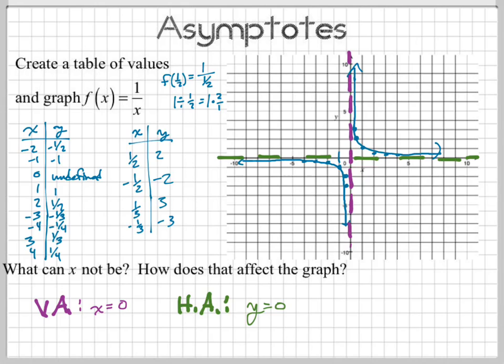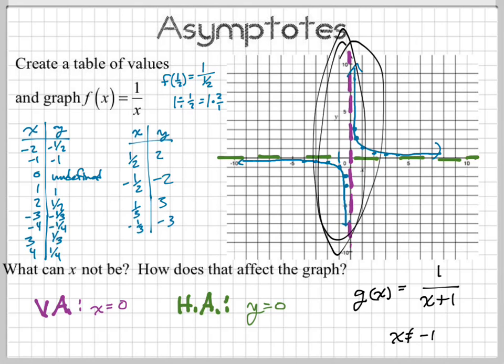So just for fun, just so you guys can see how this changes, let's take this function and change it a little bit. So we have g of x equals 1 over x plus 1. Here's a rational function that I changed just slightly. I added a 1 to the denominator. So what can x not equal here? It cannot equal -1. And so that means our vertical asymptote is going to change. It's going to be right here on the -1. And that's going to shift our whole graph over to the left.